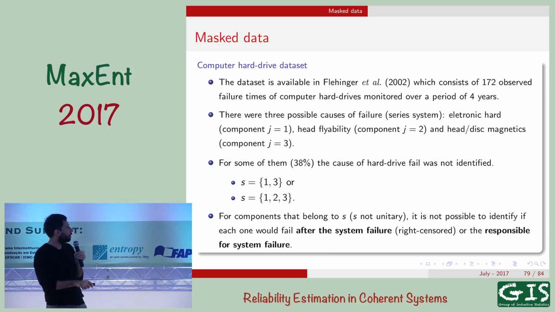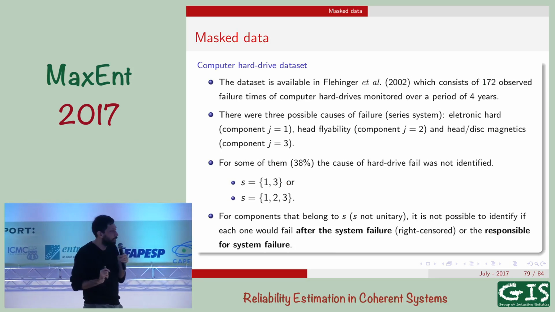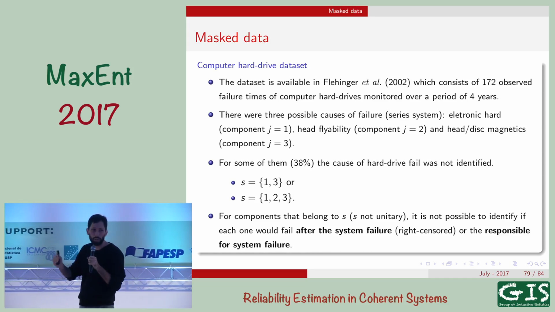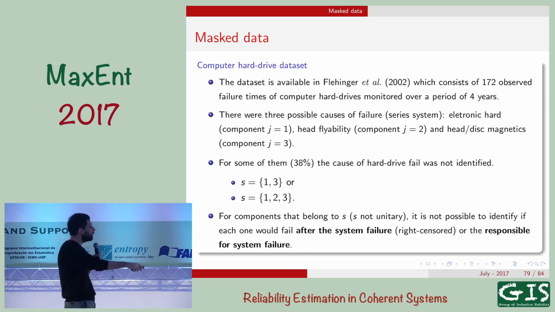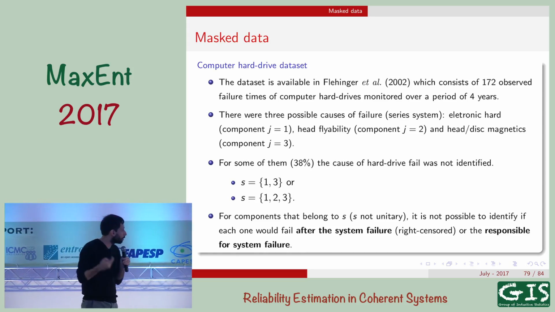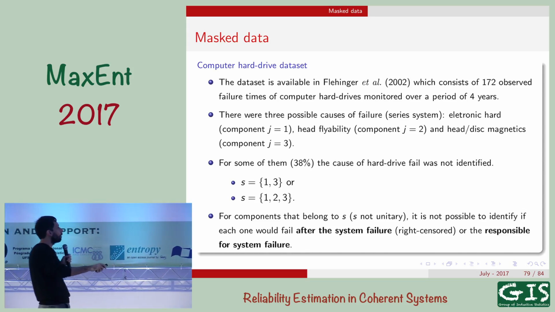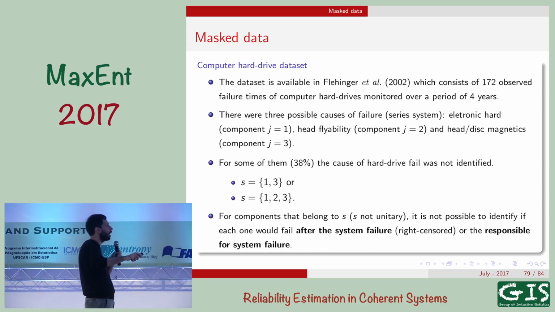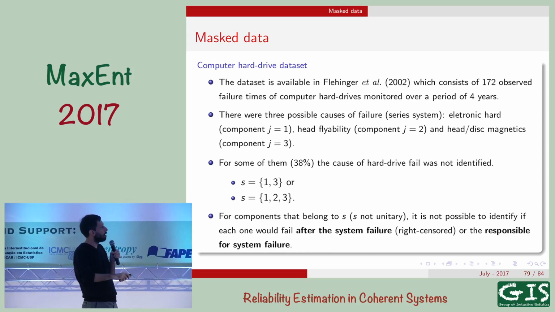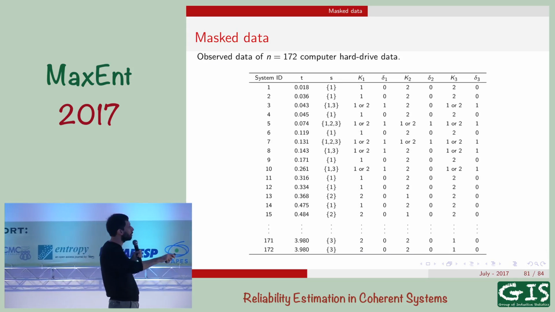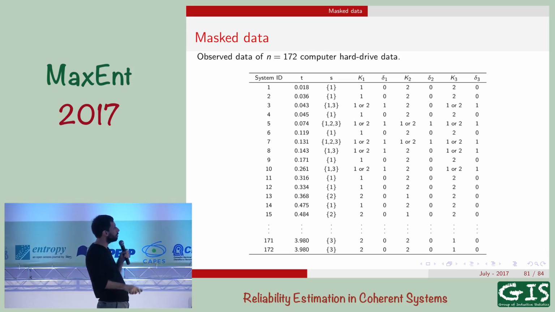So one friend of mine here is saying that I don't have more time, so I will go fast in this example. This is a real-world data set of failure times in hard drives in computer systems. They may have masking: component 1 or 3 was producing the failure, or all 3 components were producing the failure. So I don't know which one was producing the failure. The data is written like this.